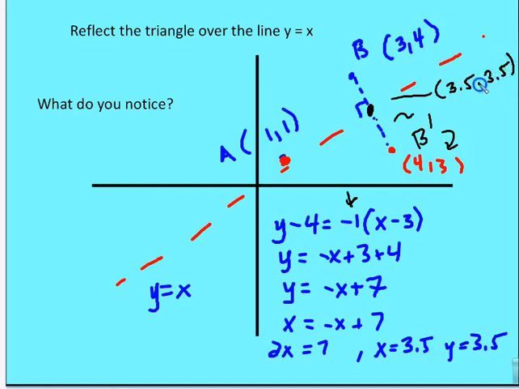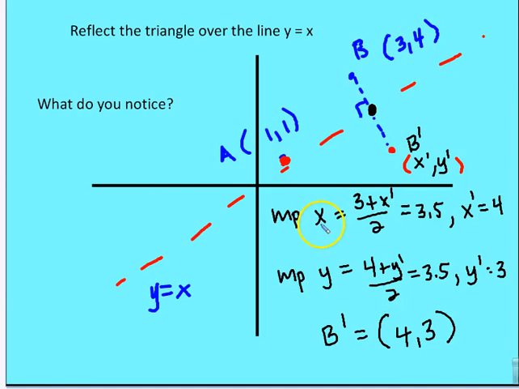And I know that this is the midpoint of B B prime, right? Because we said that the line y = x, the line of reflection, is a perpendicular bisector. Remember we talked about that at the beginning of this discussion. So y = x bisects and is perpendicular to B B prime. So this point here is the midpoint. So given an endpoint and a midpoint, I can find the other endpoint, and that's what we're going to do.